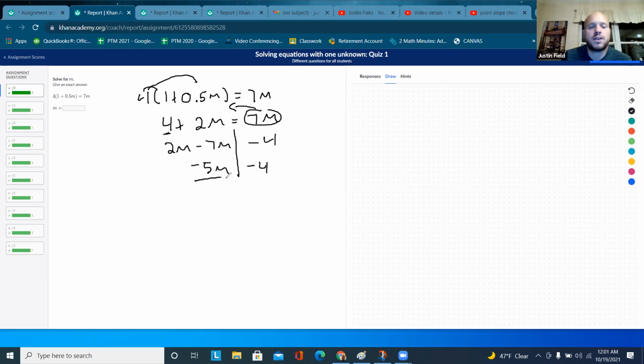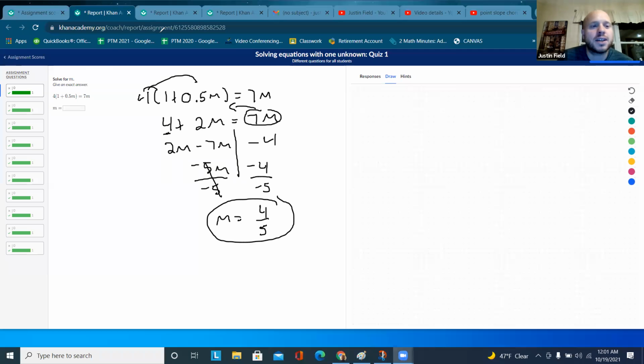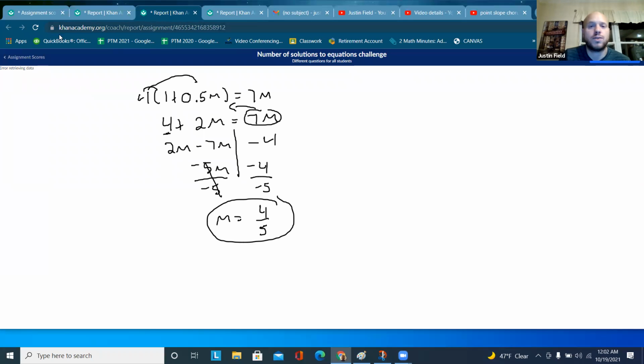And now I need to divide both sides in order to get m by itself, isolated. Divide both sides by negative 5. And now 2 negatives cancel out and make positive. And I'm done. All right, so hopefully you can solve equations with one unknown, and it should be a review.